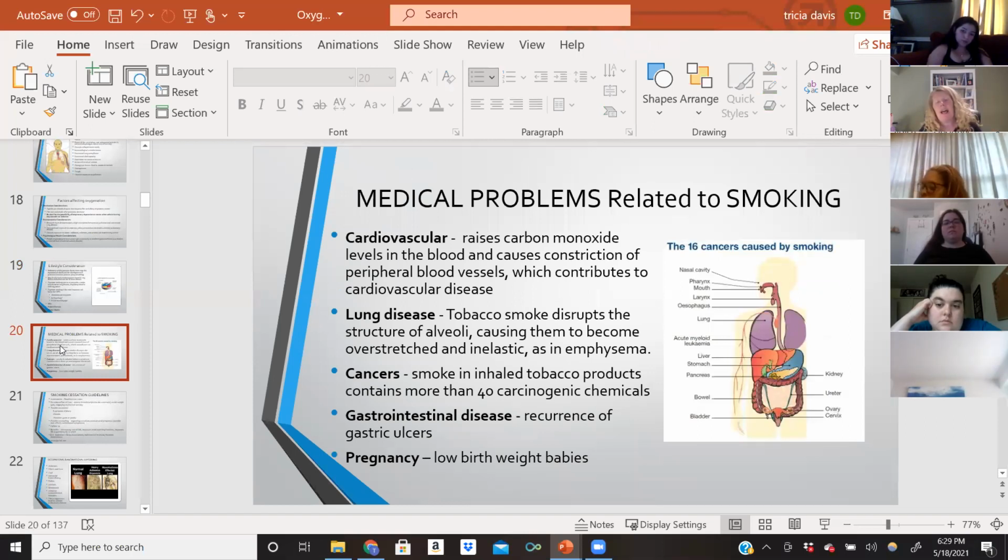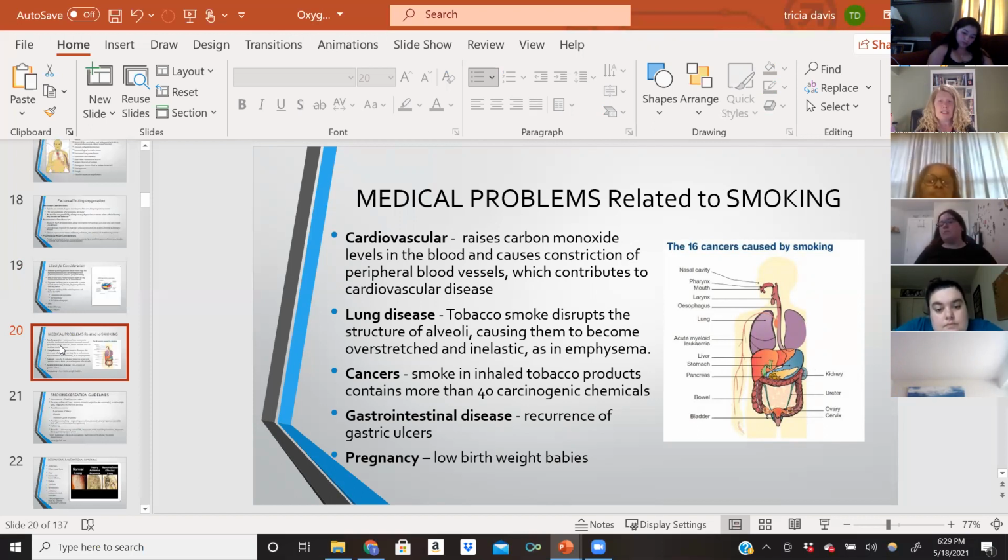All right, so we can see a lot of medical problems related to smoking. So we can have cardiovascular issues. The raise in that carbon monoxide level in the blood causes constriction of our peripheral blood vessels. When our peripheral blood vessels constrict, that's what's going to contribute to cardiovascular disease. It's going to cause hypertension, and it's just going to snowball from there.